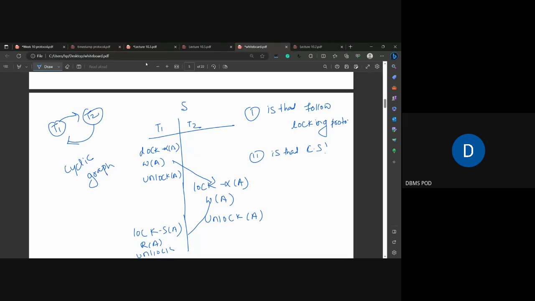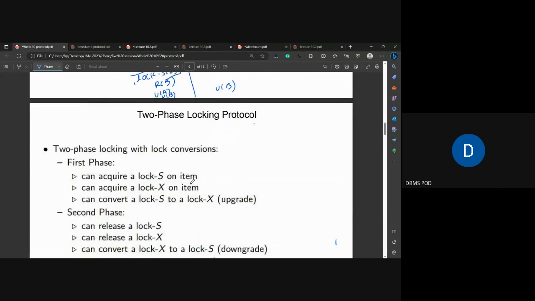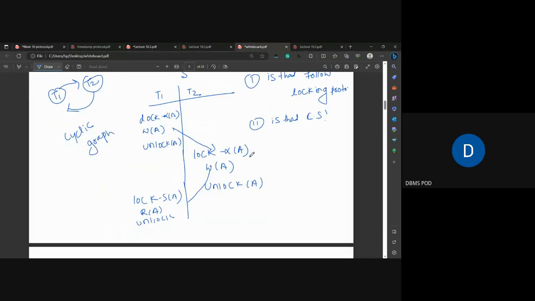Now we are learning about the two-phase locking protocol, right? One more thing: in the example that you have given, an exclusive lock is mandatory for all write operations. It does not matter whether it is reading or not. Correct. If you want to write, you have to apply an exclusive lock.